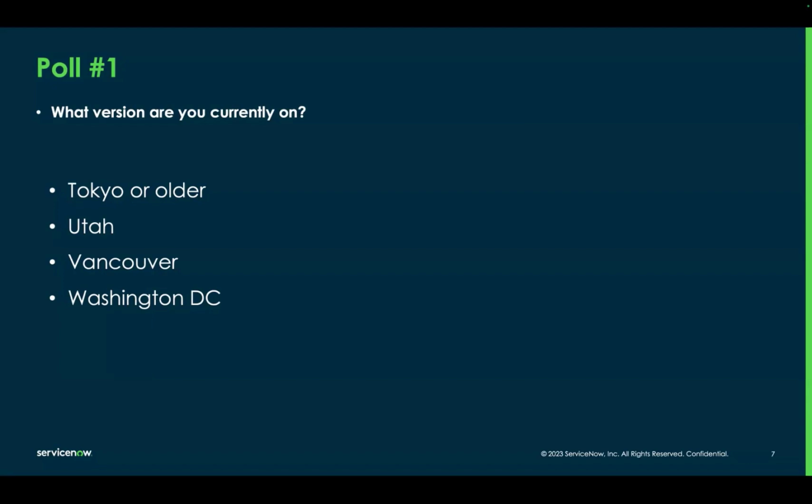Awesome. It looks like it's pretty close between Vancouver and Utah, but Vancouver seems to be edging out in front. A few people on Washington. And thankfully, we only have one person still in Tokyo. Hopefully we can help you figure out how to get upgraded, because we really don't want you to be out there. All right, it looks like poll response is slowing down, so I'm going to go ahead and end the poll with Vancouver in the lead with 54% and Utah behind. Thank you everybody for that.